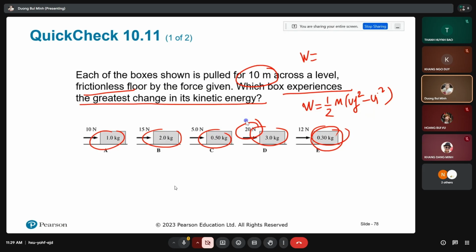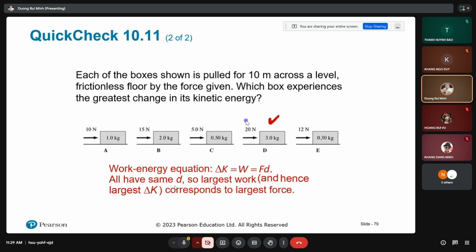Just calculate the force, because when I calculate, the mass cancels out. Okay. Yeah, because we have a frictionless floor, so we don't have friction force, right? Yeah. So the answer will be the next one. D. Okay. Yeah, D.